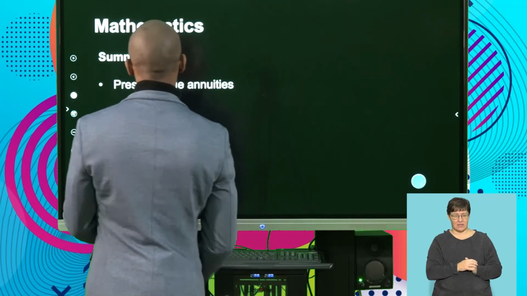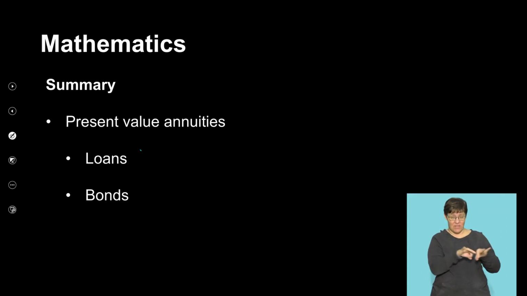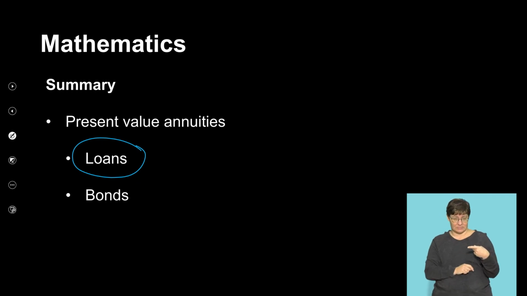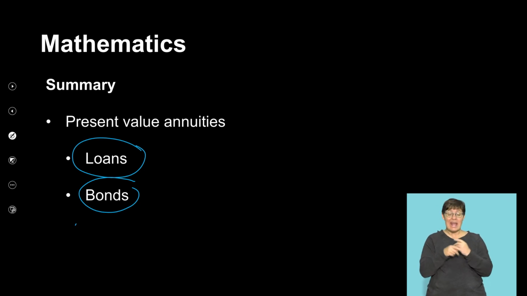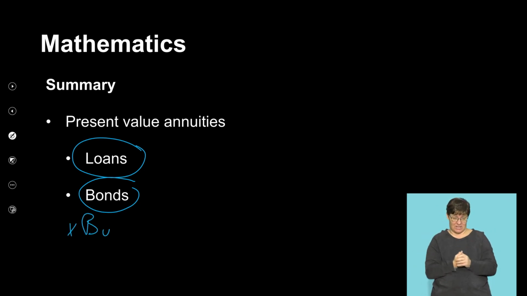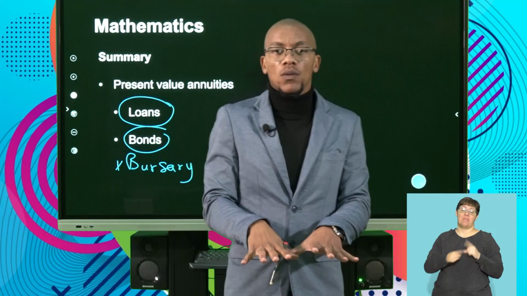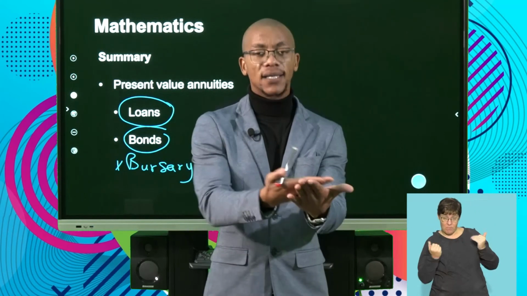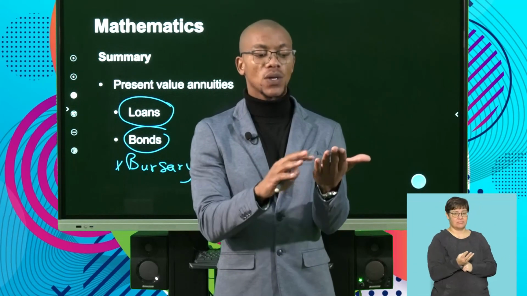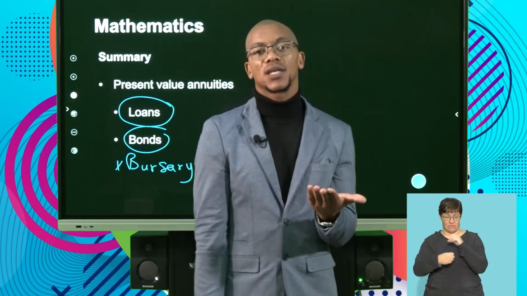All right, so please remember that with present value annuities, you need to make sure that you know your loans. This is the main thing that has to do with the present value annuity: a loan, a bond, any type of loan. The other thing we can add even is a bursary, right? Even a bursary is a present value. Why? Because you get the money now. They tell you in the agreement that you sign for the bursary, they say we're going to give you 84,000 for the year.